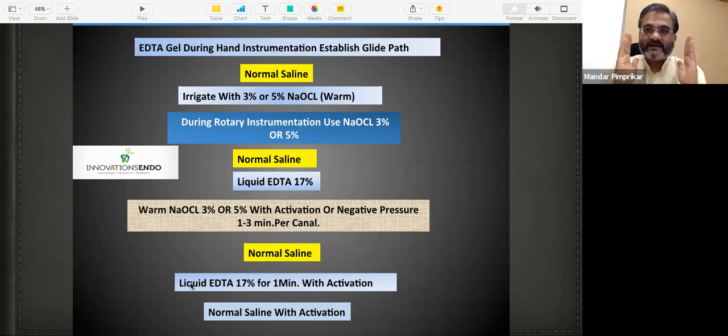So this is a conventional irrigation protocol which we are following, and if we are not following, then you should start following to have a set protocol. Because many times wherever I go to do a presentation, I ask participants what their shaping protocol is. So everyone is ready with their shaping protocol, number 10, 15, 20, then S1, then S2, or whatever file system they're using. But whenever I ask them, what is your irrigation protocol?